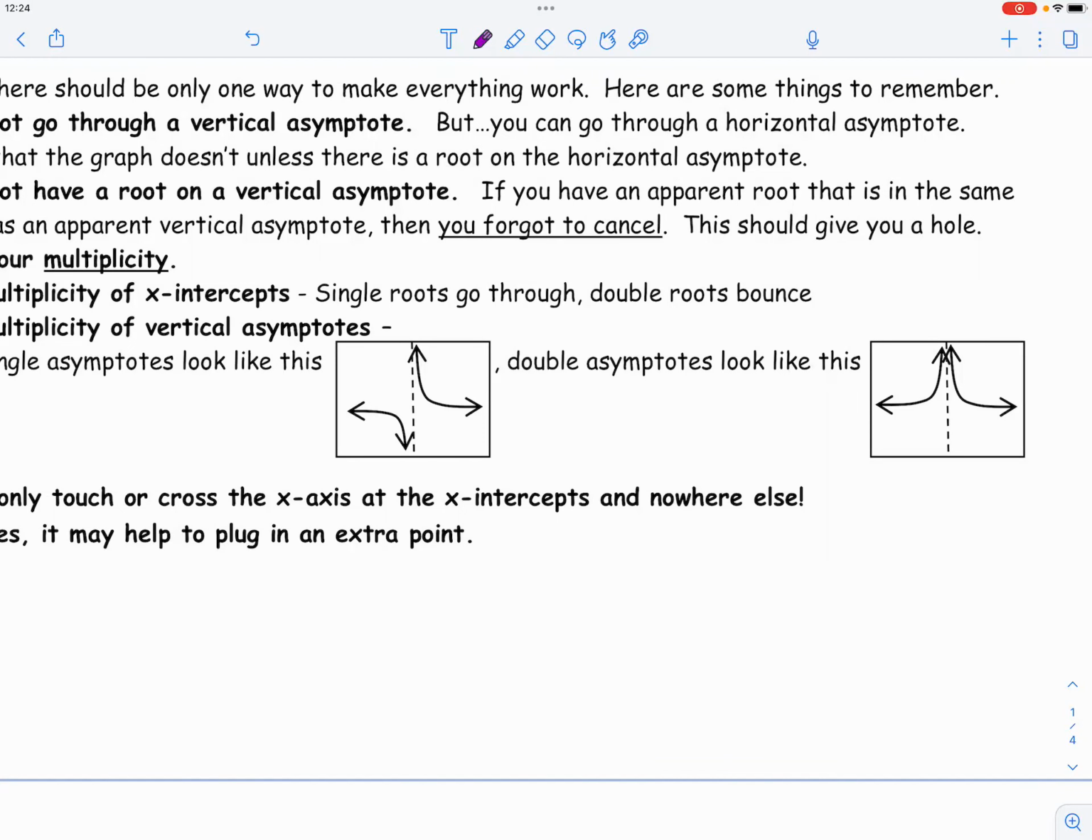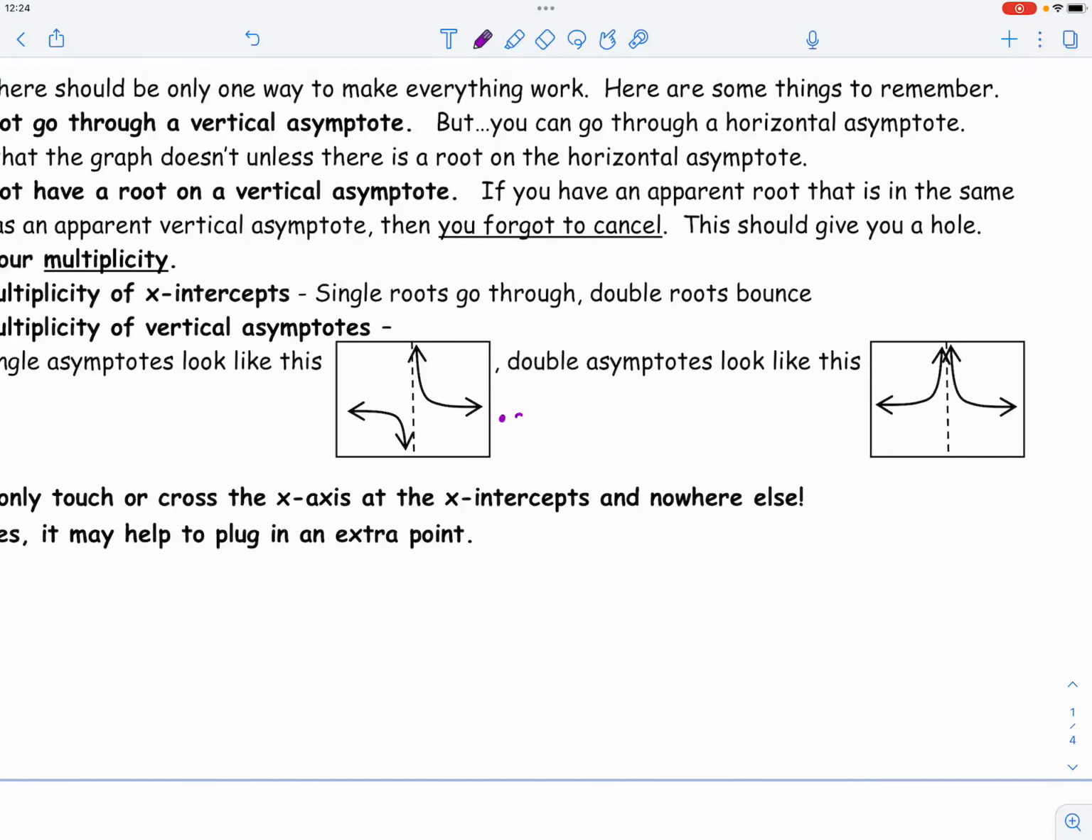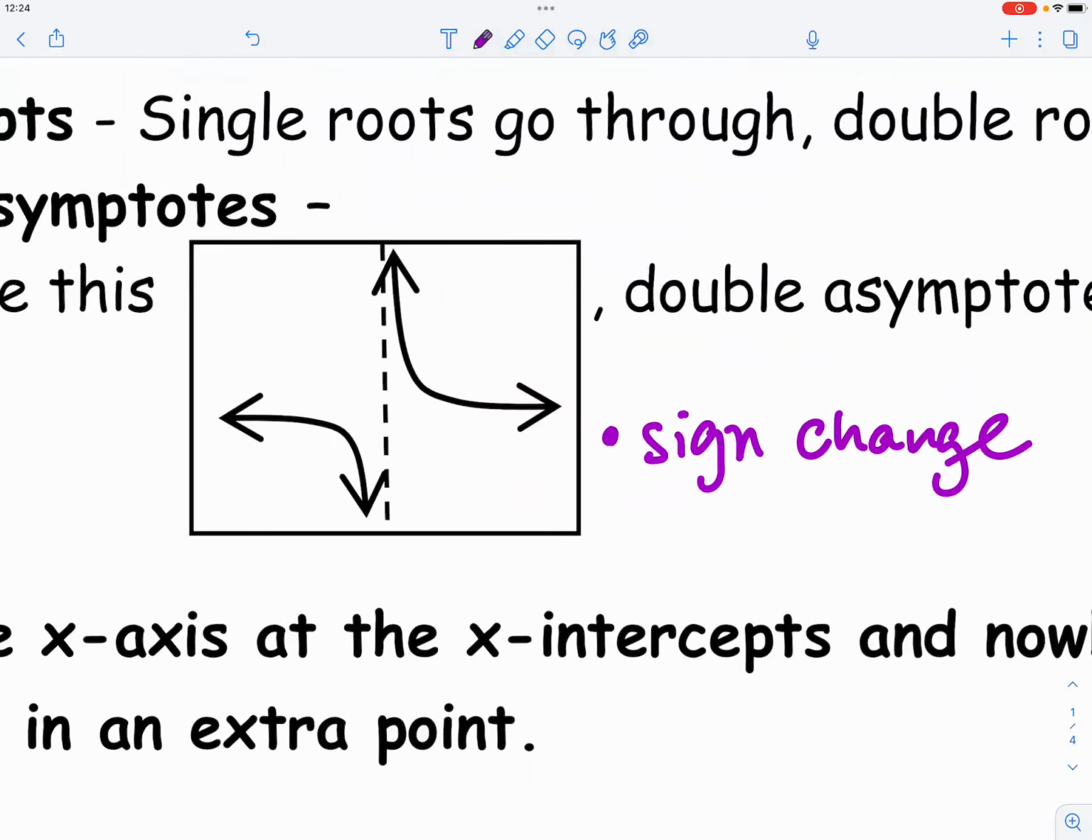With these two graphs right here, I just want you to annotate something real quick. On the left, I would like you to annotate this phrase: there's a sign change. What I mean is the behavior right around the vertical asymptote. Look at this: this part is heading in the positive direction, and this part is heading in the negative direction. That's what I mean by sign changes.